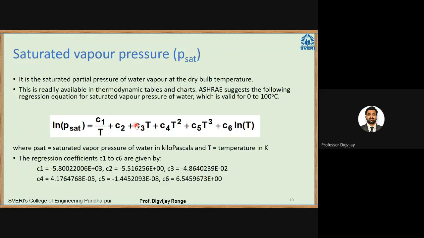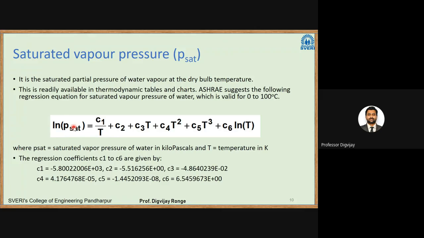So if you look at the temperature now, it is around 32 degrees Celsius, 33 degrees Celsius. So you have to convert that into Kelvin. So that will be 303, 304, 305 Kelvin. So that you have to put in this equation. You have to calculate the log Psat. Then you have to take the inverse log and then you will get the value of saturated vapor pressure.